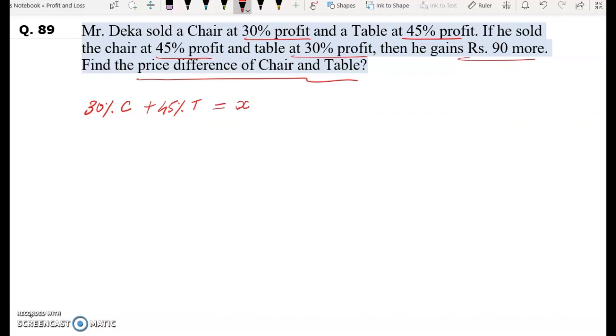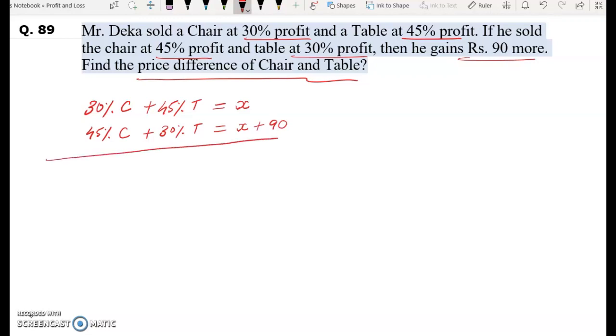Now in the second condition, he sells the chair at 45% profit. 45% profit on chair and 30% profit on table. Now in this second condition, what happens? He gains rupees 90 more. So earlier he got a profit of X, now he gets 90 rupees more. So X plus 90 rupees.